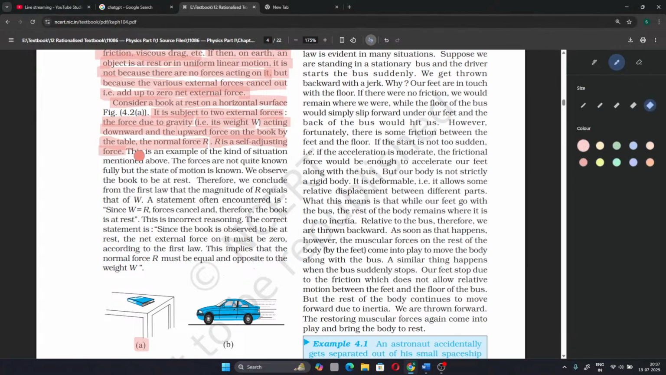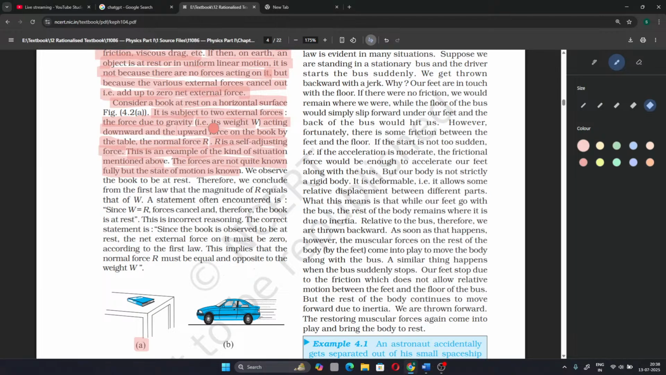When the gravitational force increases, the normal force also increases. This is a self-adjusting force. This is an example of the kind of situation mentioned above. The forces are not quite known fully, but the state of motion is known. We do not know what kind of forces are acting because we can't see the forces.